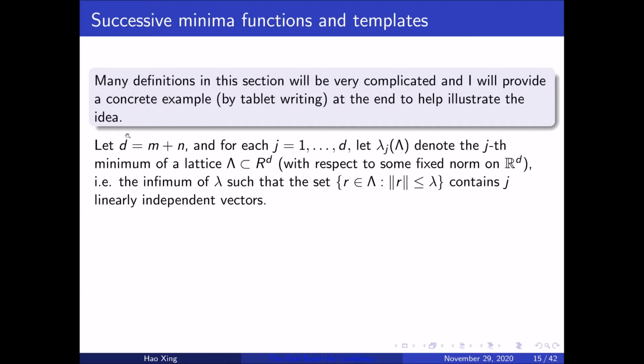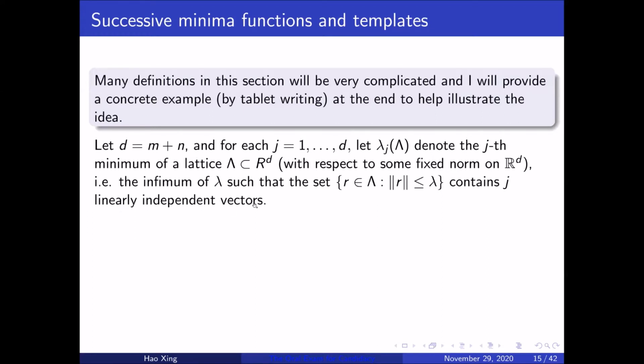So let's take d to be m plus n. Remember, M_{m,n} corresponds to the m by n matrices. And there's a notion called the jth minimum of a lattice with respect to some fixed norm in R^d. This is defined to be the minimum of the lambda such that the set of vectors in the lattice Lambda bounded by little lambda contains j linearly independent vectors.